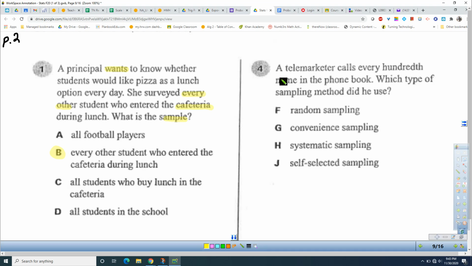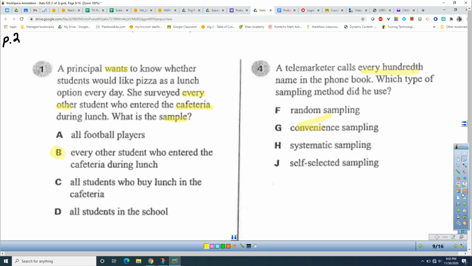Now number 4, a telemarketer calls every hundredth person in a phone book. They used to have these big old books with a lot of numbers in them. Now you just look it up online mostly. Now, which type of sampling method did he use? Not what kind you suggest, but what did he actually do? So was it random?